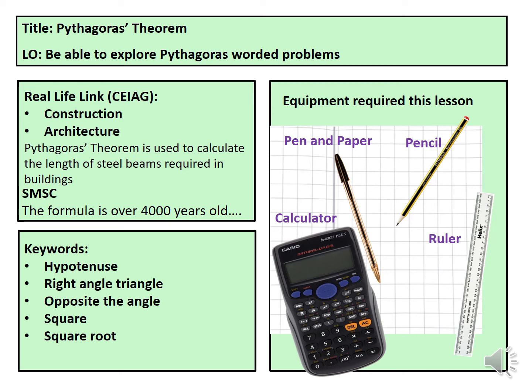In this lesson we will use Pythagoras to solve worded problems. The equipment you require for this lesson are pen and paper, pencil, calculator and a ruler. The key words for this lesson are hypotenuse, right angle triangle, opposite the angle, square and square root.